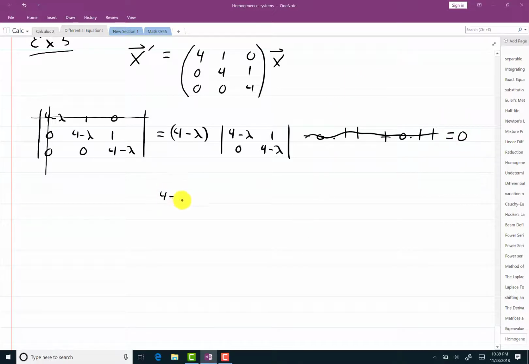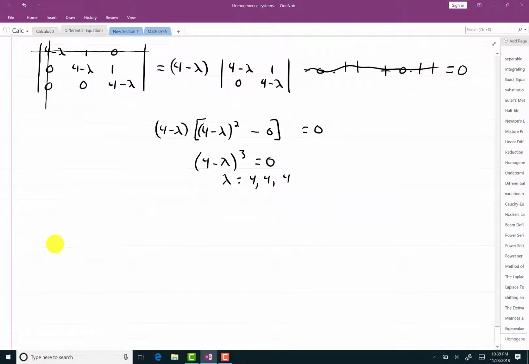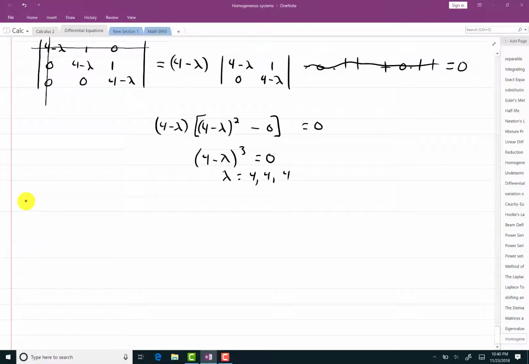Alright, so I have 4 minus lambda. Now when I go down this way, I have 4 minus lambda squared. If I go the other way, I have minus 0. Set that equal to 0. And this just simplifies to 4 minus lambda, the quantity cubed, equals 0. And so lambda is a repeated eigenvalue, 4, 4, and 4. So let's plug it in and see what an eigenvector looks like.